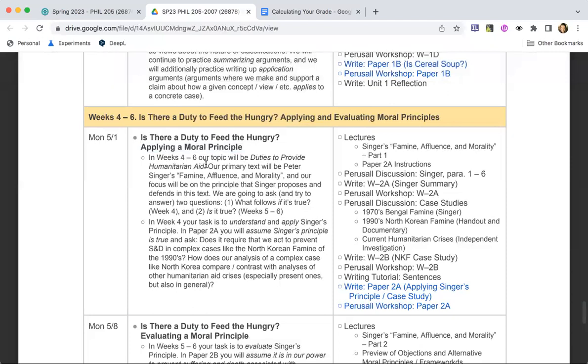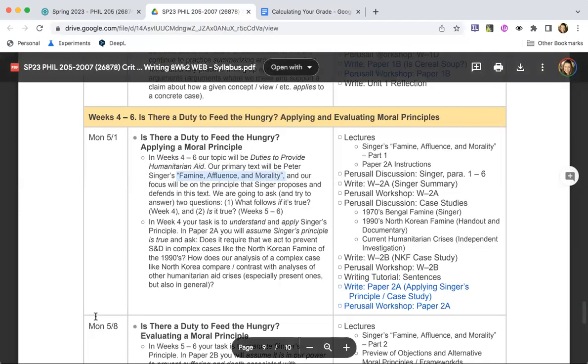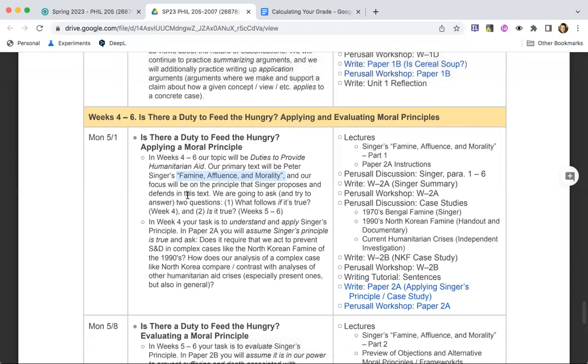Our primary text is going to be a famous paper in what is sometimes called applied ethics. It's an ethical theory applied to a concrete case. This is a famous paper from the 70s where living Australian philosopher Peter Singer argues that many people living in affluent countries have a moral obligation to be acting in the face of extreme poverty conditions around the world. And he proposes a principle. We're going to engage with his argument and his principle for 3 weeks.